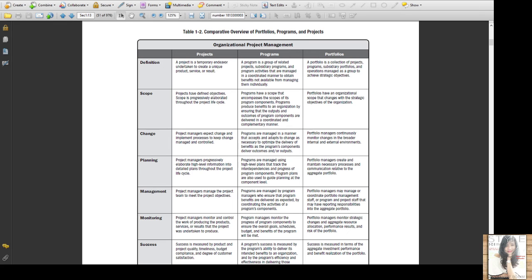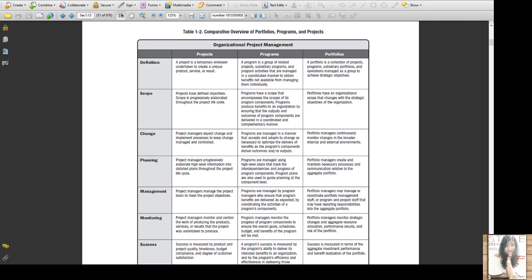Monitoring: project managers monitor and control the work of producing the product, service, or result that the project was undertaken to produce. Program managers monitor the progress of program components to ensure the overall goals, including schedule, budget, and benefits of the program, will be met. Portfolio managers monitor strategic changes, aggregate resource allocation, and resource and risk of the portfolio.